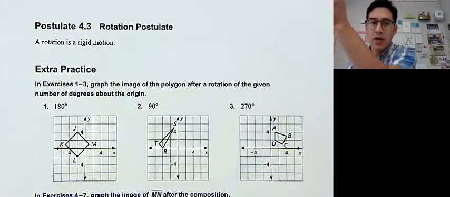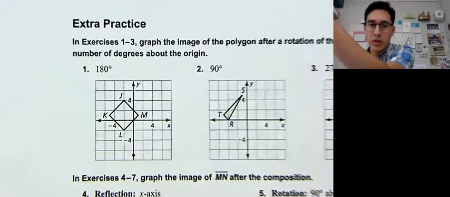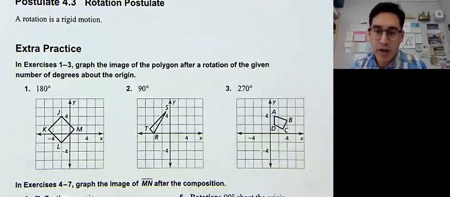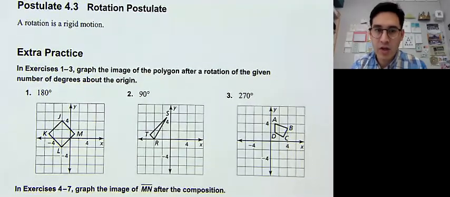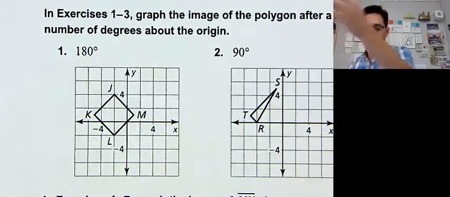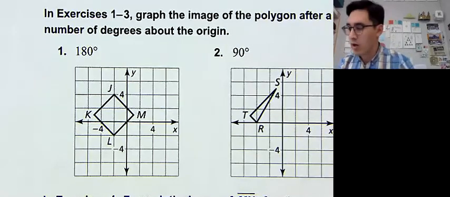All right, so here are our practice problems. Let's look at the directions. Graph the image of the polygon after a rotation of the given number of degrees about the origin. So question number one, we're going to rotate 180 degrees. Remember, the direction will always be counterclockwise.